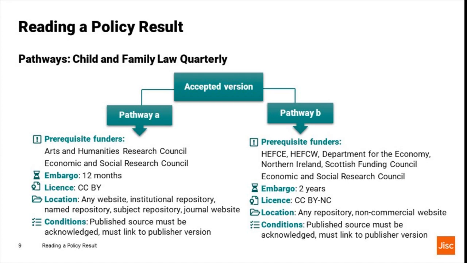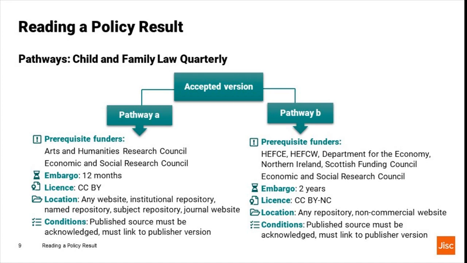To go down Pathway A, the article must be funded by the Arts and Humanities Research Council or Economic and Social Research Council. This pathway will include a 12-month embargo, and a CC BY licence will apply to the article. The article will be available on any website, the institutional repository, named repository, subject repository, or the journal website. Two conditions also apply to this pathway.